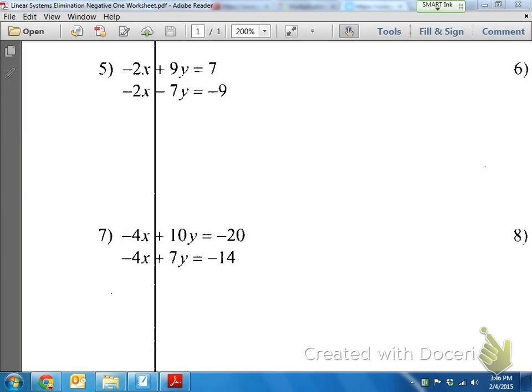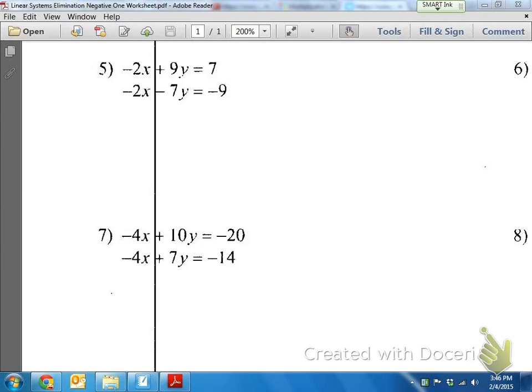All right, so let's take a look at number 5 here. We're doing linear systems, and we're talking about using elimination because look at both equations. They're both in standard form, or another way of saying that is the x and the y are on the same side and the number is on the right side. So it makes it really easy to line up the terms and do elimination.